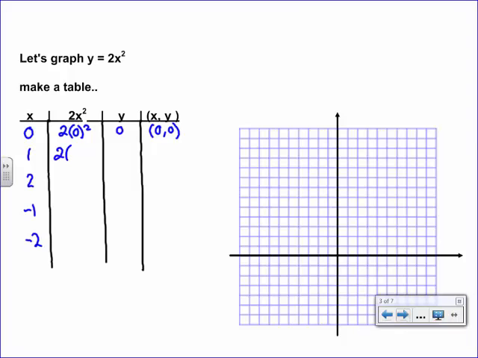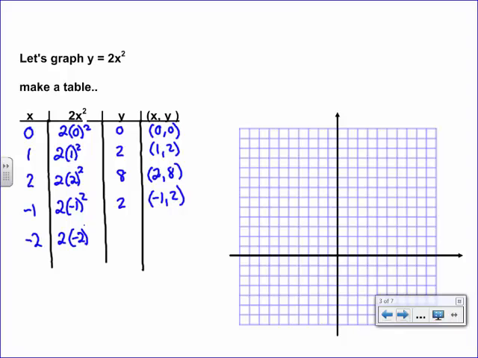If you put in 1, remember to square the 1 first. 1 squared is 1 times 2 is 2. Put in 2. 2 squared is 4 times 2 is 8. If you put in negative 1, remember when you square a negative, it becomes positive. Negative 1 squared is 1 times 2 is 2. And we'll put in negative 2. Negative 2 squared is positive 4 times 2 is 8.